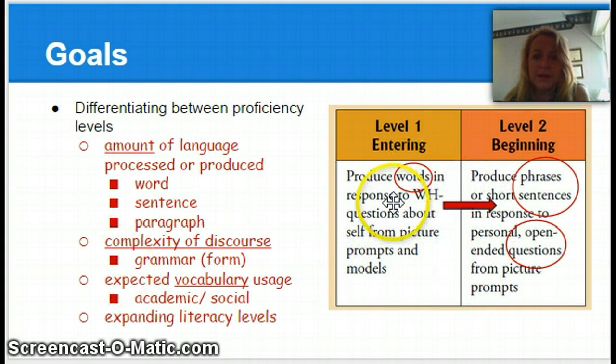And so these are some ideas. For example, if you look at level 1 being an A1.1 and level 2 being, for example, a 2.1 level, these would be the expectations that you would look at, so that in one level they're producing words, in the next level they're producing phrases. Okay, so that's how you can start to distinguish the proficiency levels.